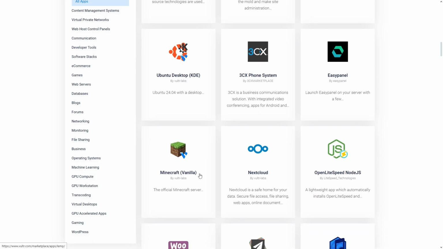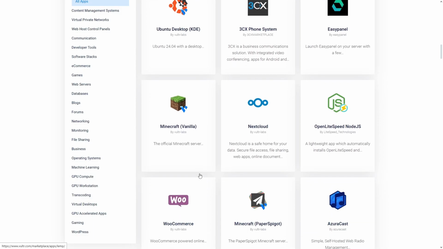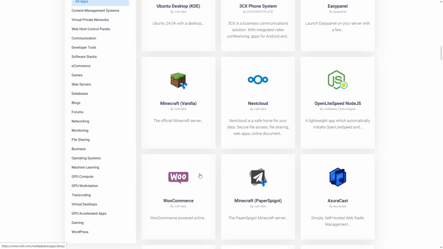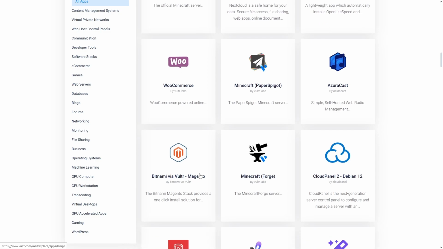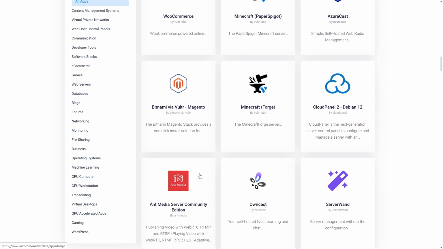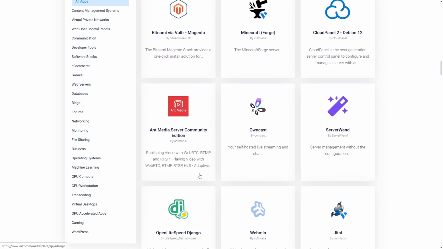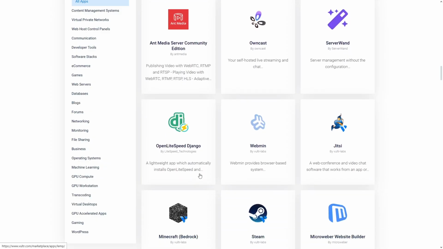Step 2. After signing up, verify your account with either a credit card or PayPal. Verification is required to unlock your Vultr Free Credit and prevent abuse. Step 3. Once verified, your free credits will appear in the billing dashboard.